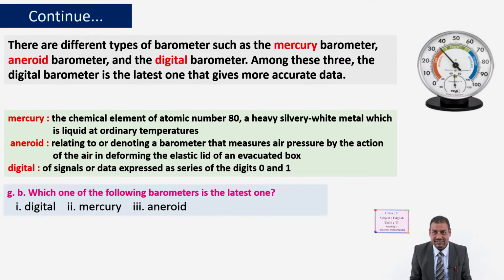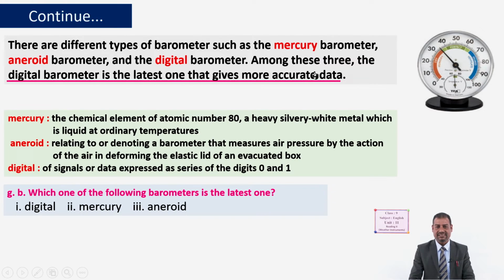Where do you find this answer? In which line? All of you now show me, tell me. Yes, you can find here. See, among these three, the digital barometer is the latest one that gives more accurate data. So here is, which one of the following barometers is the latest one? Latest one is given here. So undoubtedly our answer is digital barometer.